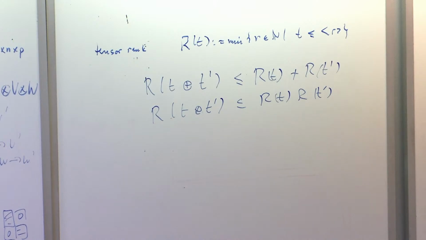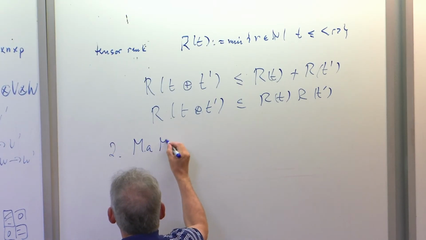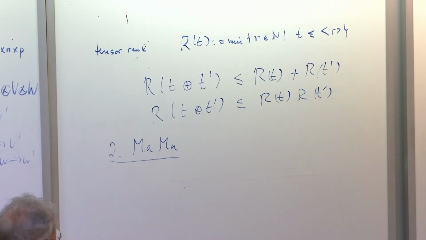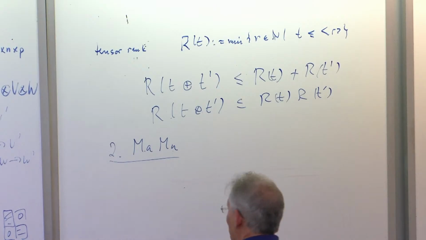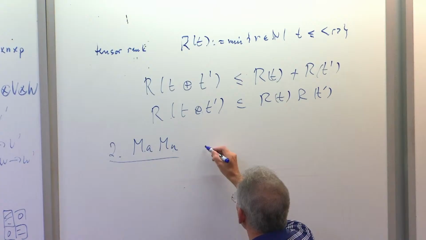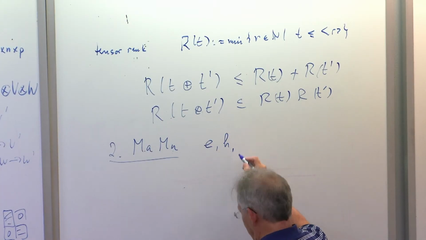So now let's move on to the matrix multiplication tensor. I just write it, matrix multiplication, make it short. I need to introduce a notation, since everybody uses their own notation. So I use the notation that Strassen used. I have three natural numbers, E, H, and L.